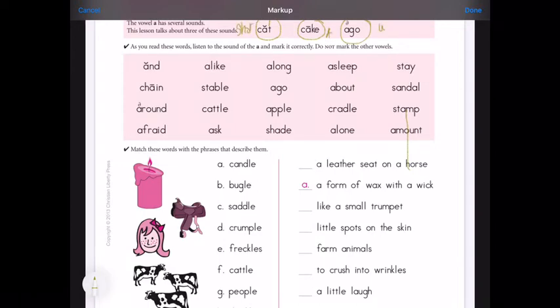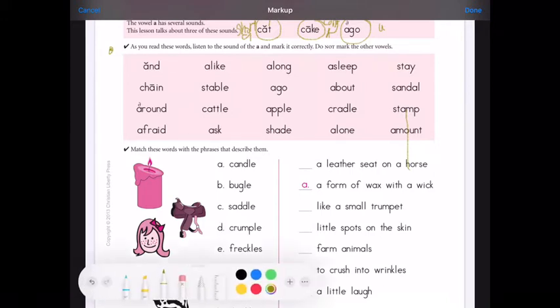Short A. Long A. And the sound, the U. Alright? So, the check mark right here says, as you read these words, listen to the sounds of A and mark it correctly. Do not mark the other vowels. So, only go through here and mark A's. Okay? Let me erase this little line I got over here.